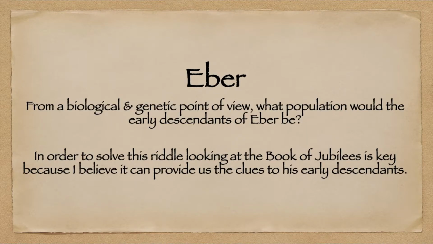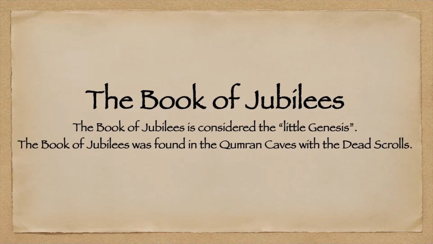From a biological and genetic point of view, what population would the early descendants of Eber be? In order to solve this riddle, looking at the Book of Jubilees is key, because I believe it provides us the clues to his early descendants. The Book of Jubilees is considered the Little Genesis. The Book of Jubilees was found in the Qumran caves with the Dead Sea Scrolls.